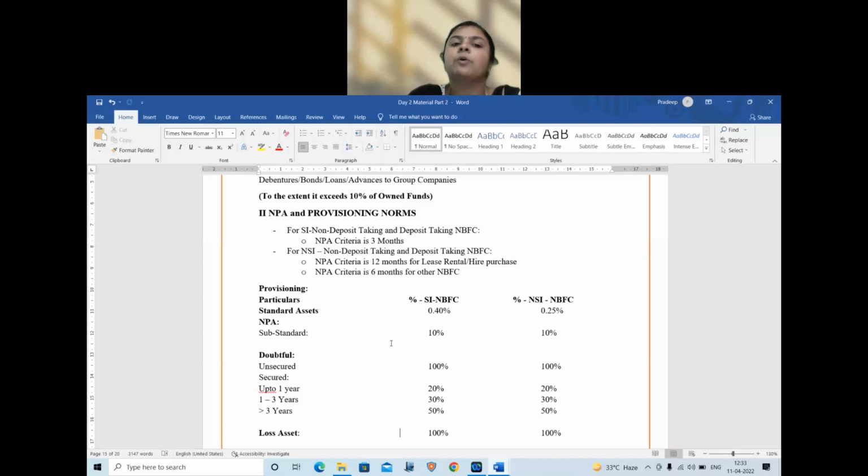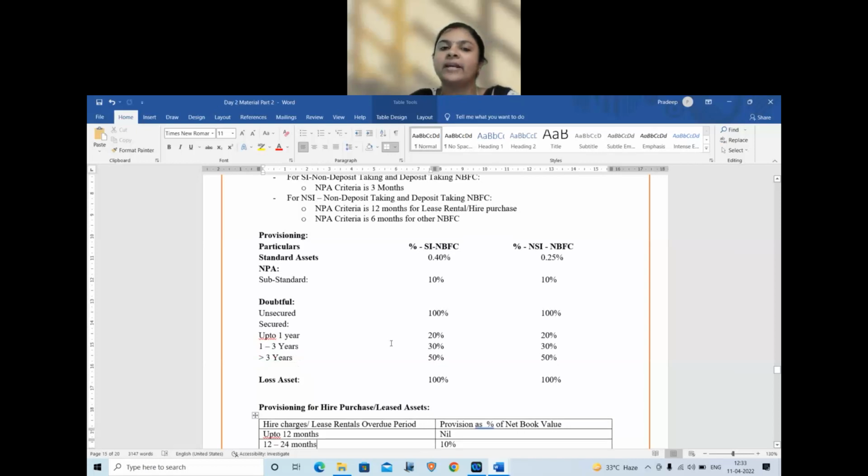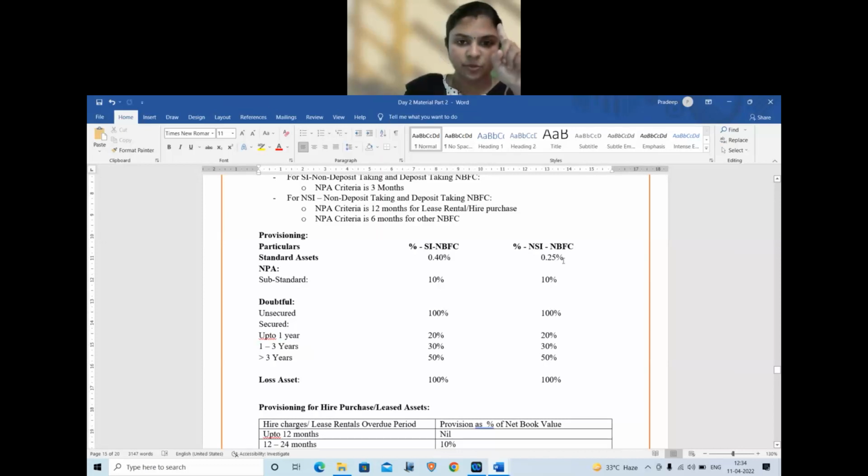Now, provisioning norms refer to the provision for bad and doubtful debts to be made on the loans given by the NBFC. There are basically 4 classifications: standard assets, substandard assets, doubtful assets and loss assets. Substandard assets all fall under the NPA category. For provisioning norms, systemically important NBFCs have a slightly higher provision and non-systemically important a slightly lower provision. For standard assets, it is 0.40% of the outstanding value, not the loan value. Non-systemically important is 0.25%. This is the only rate that changes between systemically important and non-systemically important. All the other rates remain the same for both types of NBFCs.